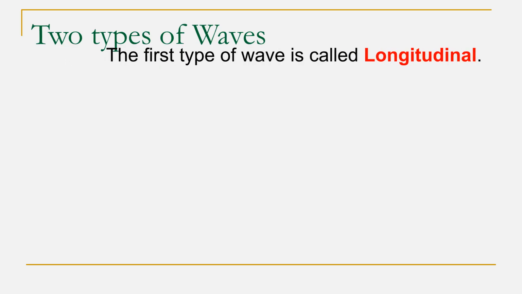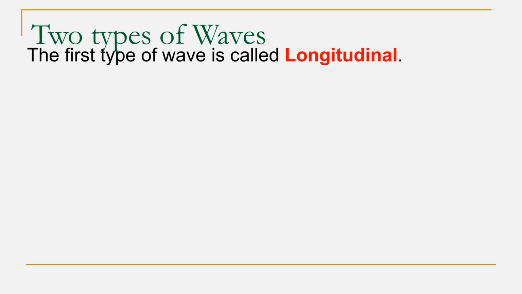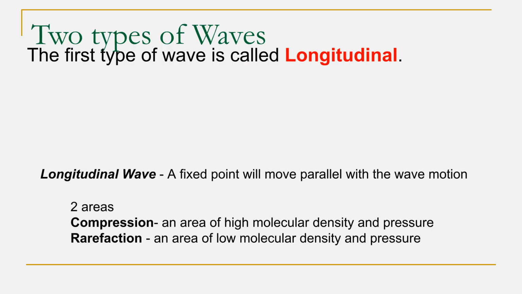The first type of wave is longitudinal. In this wave, a fixed point moves parallel to the wave motion. Key areas are compression, where density and pressure are high, and rarefaction, where they are low.